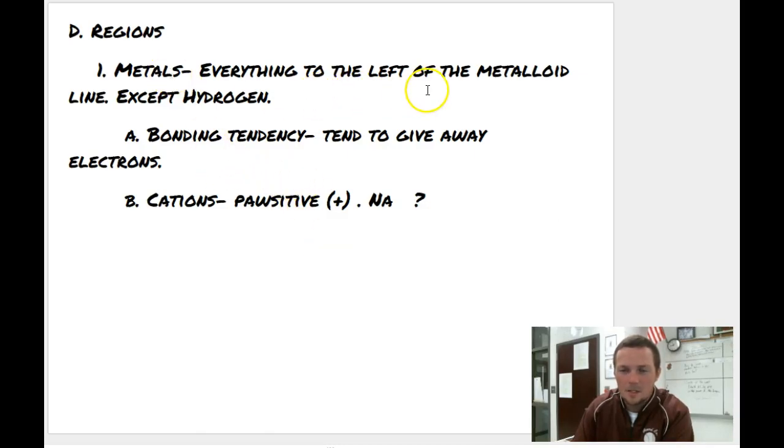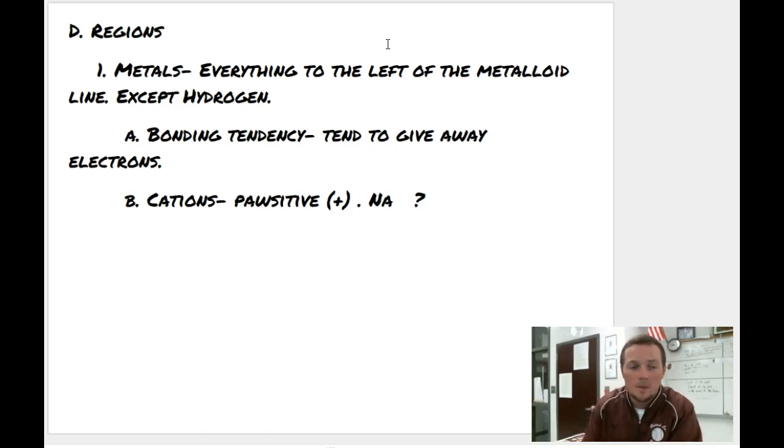So everything to the left of the metalloid line is a metal, except for hydrogen. So why do these metals have positive cations? What they look at is, once they're stable, what is their condition? Like, what they want to be when they're stable. So if these atoms want to lose electrons to become stable, and they lose those electrons, they have this positive cation. Why? Because there are more protons than there are electrons.